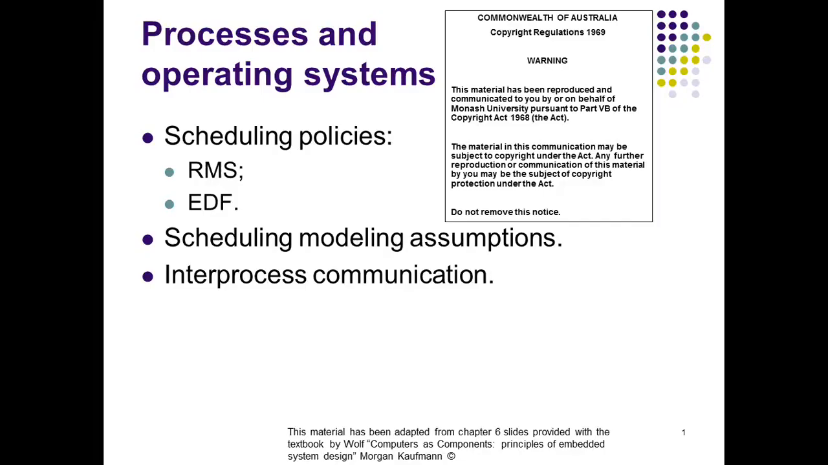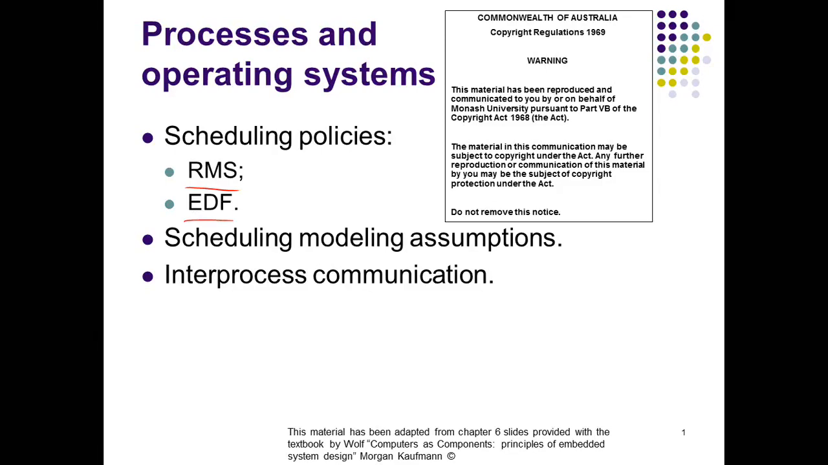So, the main thing that we're focusing on in an operating system is choosing which tasks to run, or scheduling the tasks. We're going to look at two methods. Rate monotonic scheduling, which is a really simple version, and earliest deadline first, which is also quite simple, but implementing it is a lot harder.